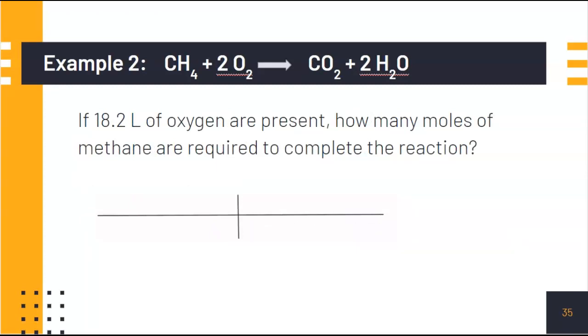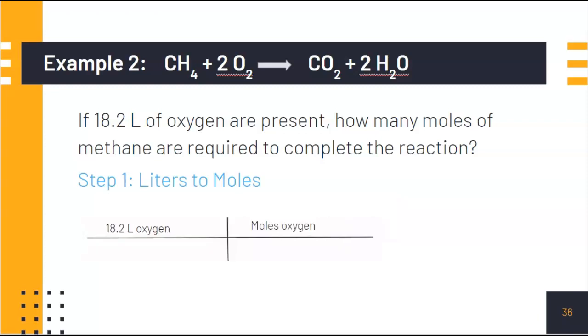Okay, let's look at another problem. Same chemical reaction, but I'm asking you something slightly different. If I've got 18.2 liters of oxygen present, how many moles of methane are required? So if I want to burn 18.2 liters, how much of this stuff am I going to need? Notice here I've got liters and moles, so I cannot do this in one step, because one step is just mole to mole. Whenever I have something that isn't a mole, I know I'm going to need 2 steps. So let's set up my cross chart.